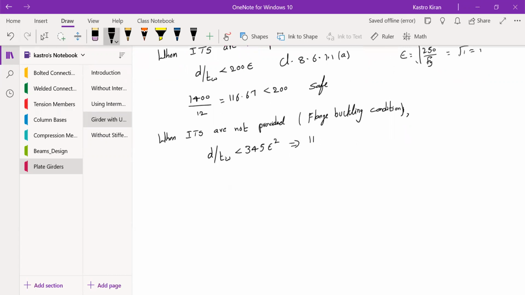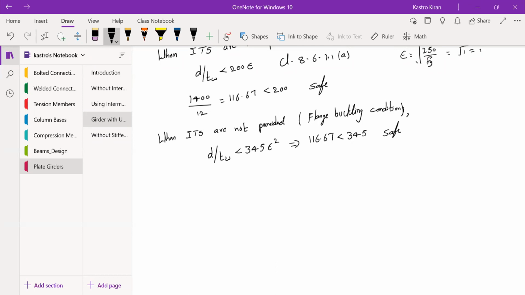So that implies 116.67 is less than 345, which is again safe. That means whatever thickness of the web you have selected is sufficient to take care of the loads. Now, when you are not getting these two conditions as safe, at that time you have to modify the thickness of the web.